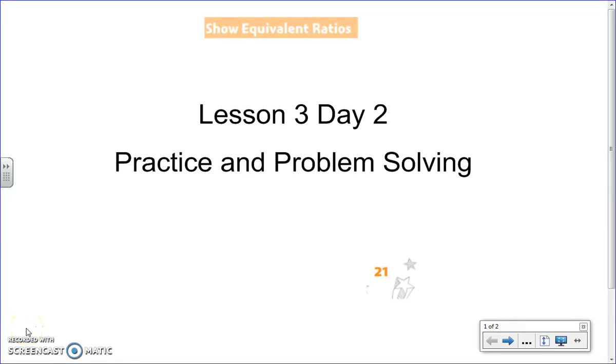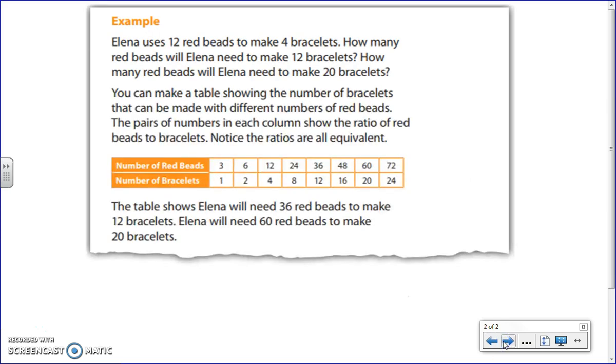Hi, this is Mr. Gillum, and today we're going to take a look at an example out of your Practice and Problem Solving book about equivalent ratios. And we're going to talk about Alina.